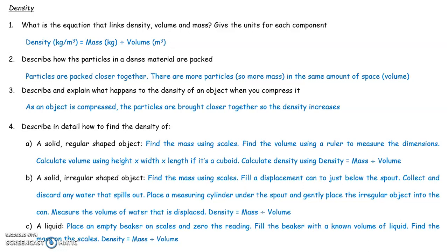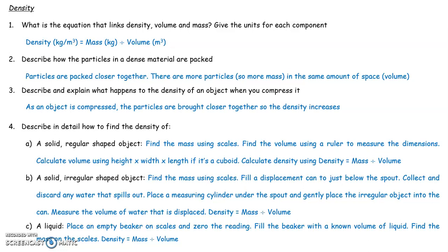When a gas is compressed, the particles are brought closer together. That means if you continue to pump gas in and compress it, you're bringing the particles closer together, so there are more particles in the same volume. Density increases when something is compressed.